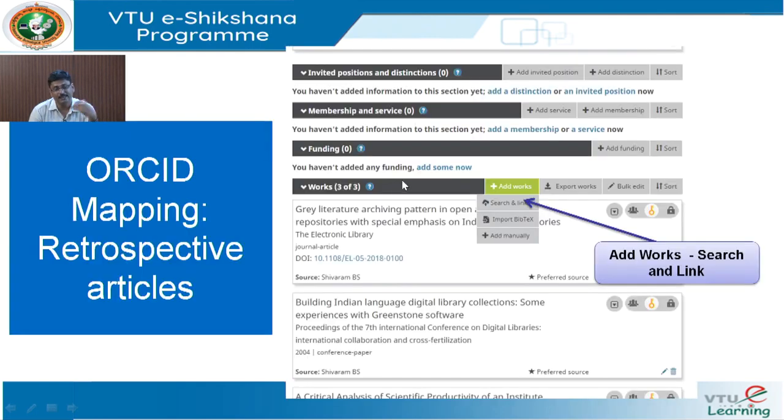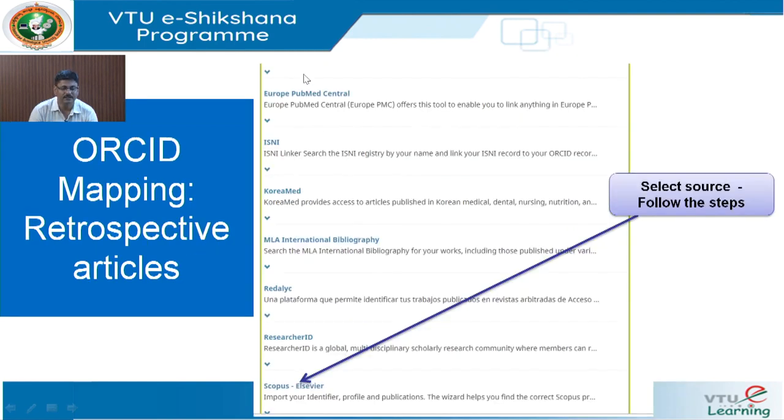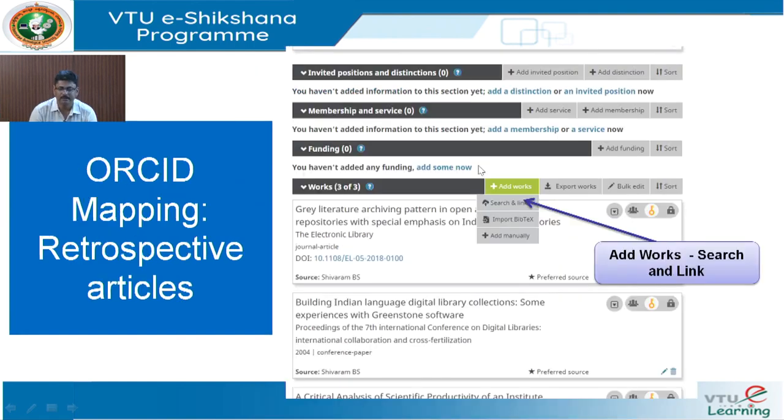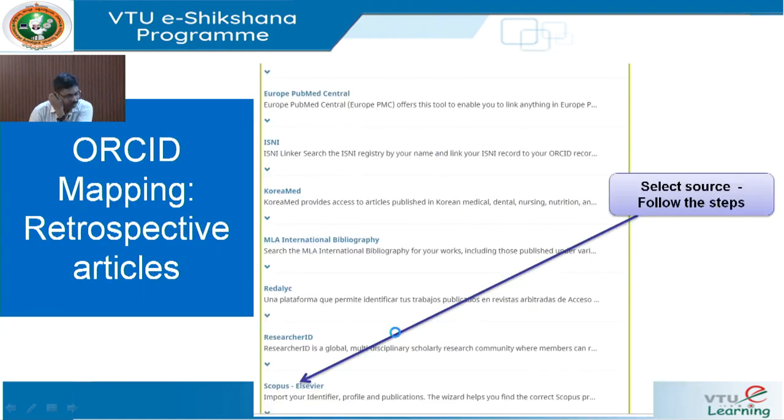Once you create a profile at ORCID, you can also integrate your publications with various databases by clicking on Add works, and then search and link. If you click search and link, you can integrate all your retrospective publications with these databases. For example, I want to integrate with Scopus. I will go to add link, Add works, search and link. I select Scopus.